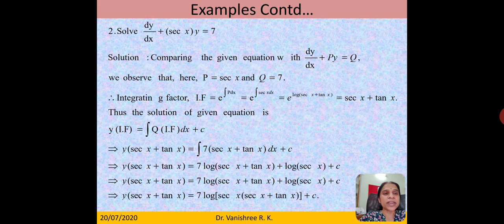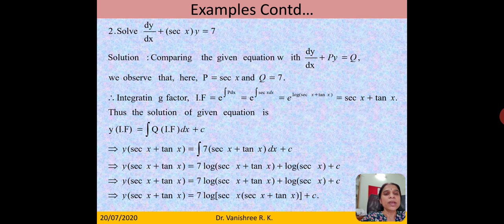So it is e to the power integration secant x dx, which is nothing but e to the power log of secant x plus tan x. Integration of secant x is log of secant x plus tan x, which gives you secant x plus tan x because e to the power log is there. So now you have got your integrating factor. So what does the solution say? Once you know the integrating factor, how should you write the solution?